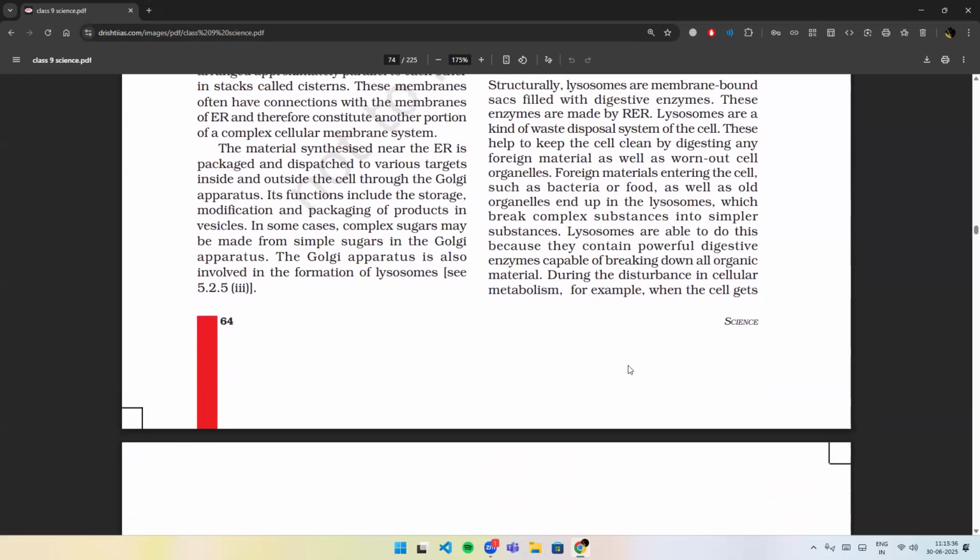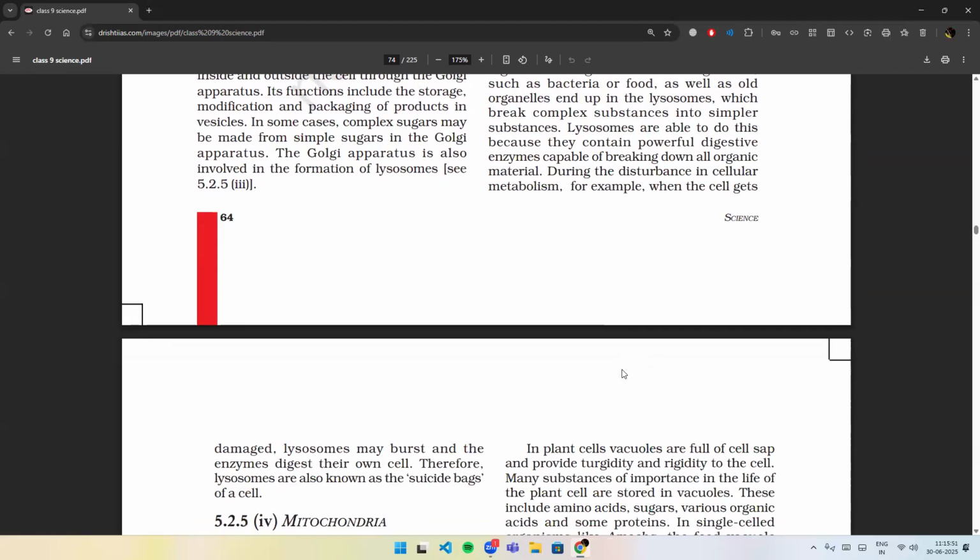These enzymes are made by RER. Lysosomes are a kind of waste disposal system of the cell. These help to keep the cell clean by digesting any foreign material as well as worn-out cell organelles. Foreign materials entering the cell, such as bacteria or food, as well as old organelles, end up in the lysosomes, which break complex substances into simpler substances.